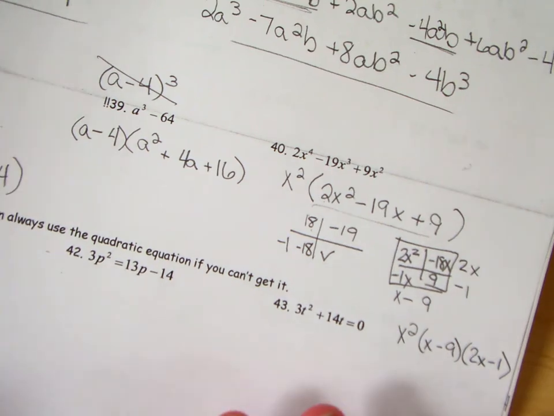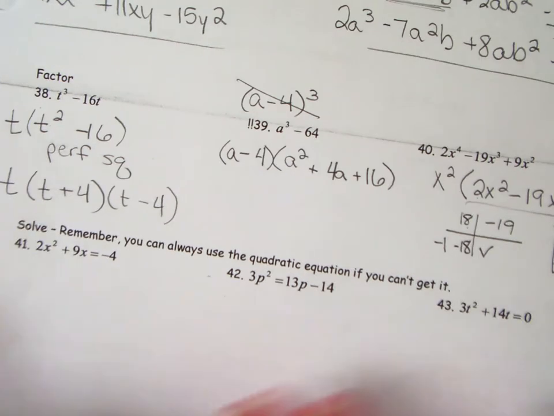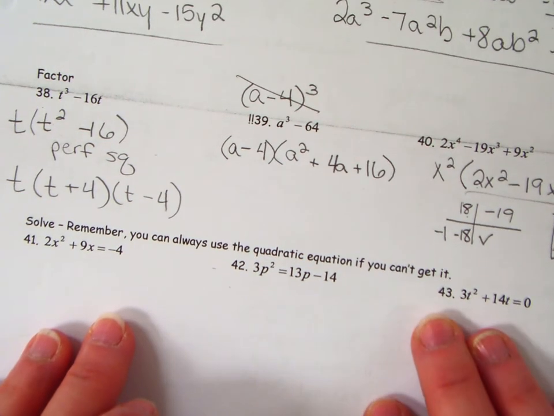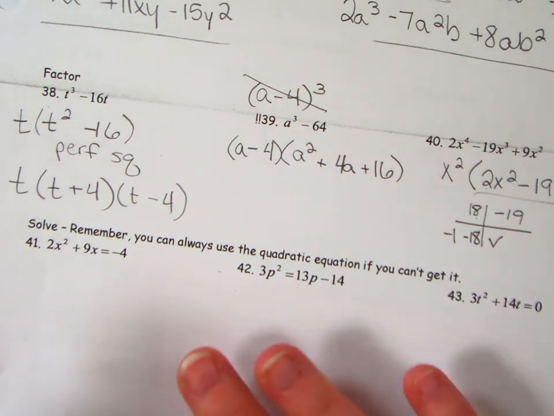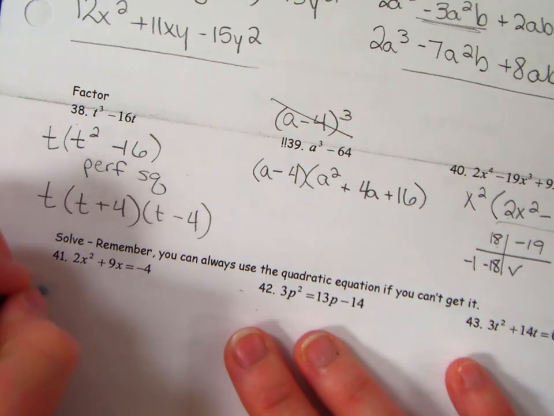Please make sure on the final, when the directions say factor, that you don't solve them, that you just factor them. Now these ones do say solve, and what I want you to notice about every single one of them, you can use the quadratic formula because they're all, well, squareds. They're all quadratics. So set it equal to 0.